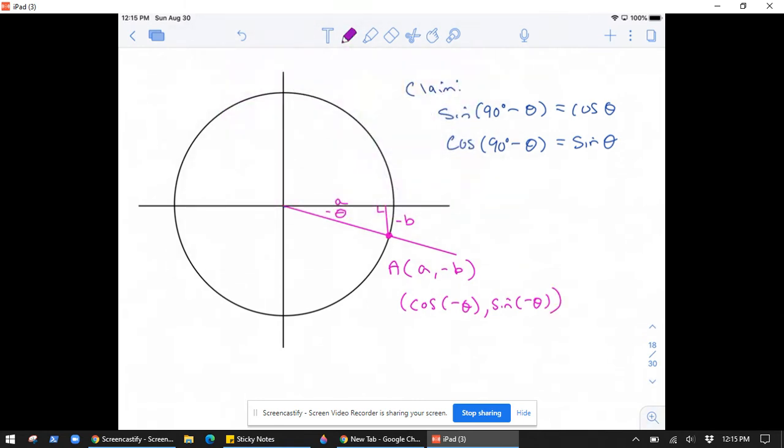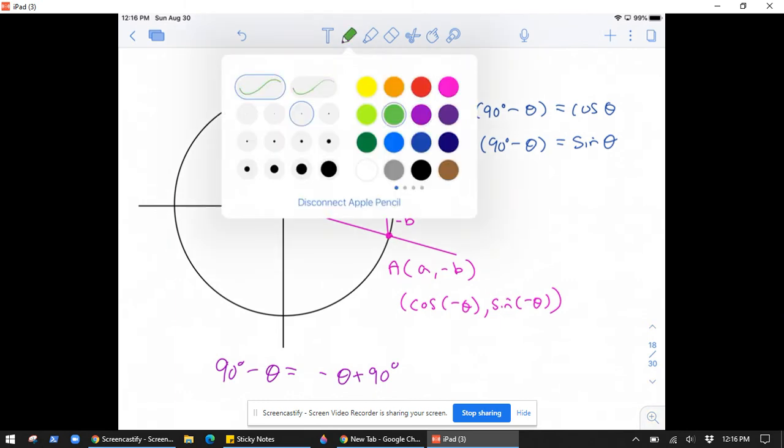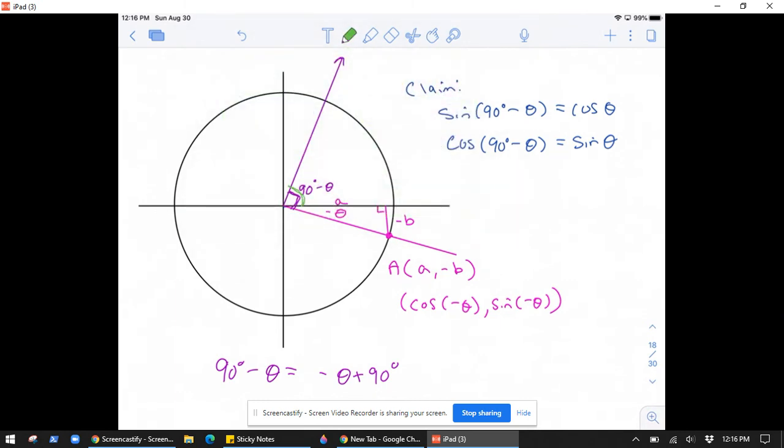Okay, so how do I get 90 degrees minus theta in play? Well, you want to think of 90 degrees minus theta really as negative theta plus 90 degrees, because when you add 90 degrees, it means rotate counterclockwise. So if you rotate counterclockwise by adding 90 degrees, first of all, you create a 90 degree angle between these two, right? So this here is a right angle. By definition, you added 90, which means that this angle here is 90 degrees minus theta. When I say this angle here, I mean this one in green.